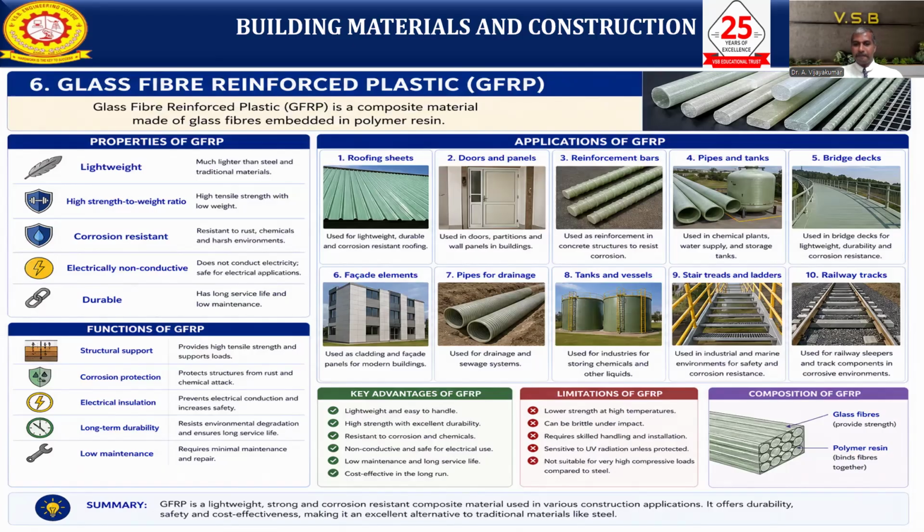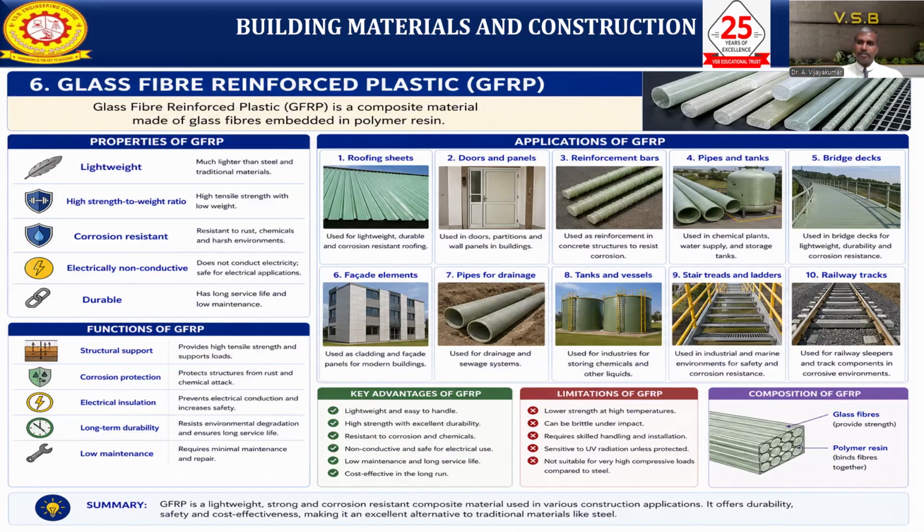It is very sensitive to UV radiation unless it is protected properly. It is not suitable for very high compressive loads compared to steel. So these are the few limitations of using GFRP. In GFRP, the composite consists of glass fibers to provide the strength and polymer resin to bind the fibers together, making up the GFRP.